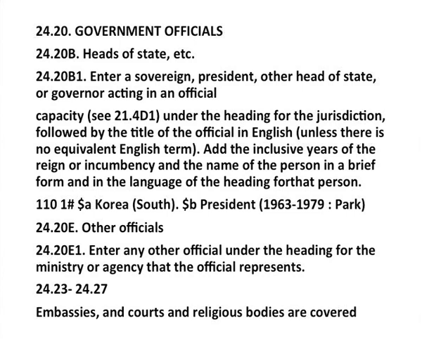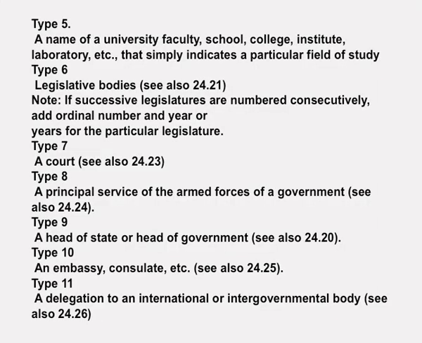According to the rule 24.20E, you have to enter any other official under the heading for the ministry or agency that the official represents. Suppose a secretary of the Ministry of Environment and Pollution Science of the Government of Bangladesh has to be entered in a name authority record. In that case, the government belongs to Bangladesh and the body, the Ministry of Environment and Pollution Science, belongs to Bangladesh. So it becomes a subordinate body of the main government body, Bangladesh. Now, if an official represents, like the principal secretary of that ministry, then it has to be entered as a subordinate body of the ministry, not of Bangladesh.